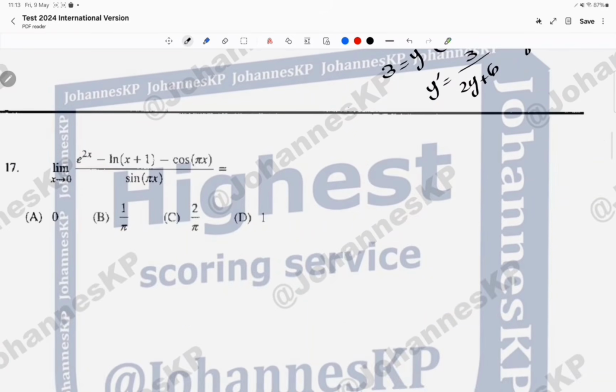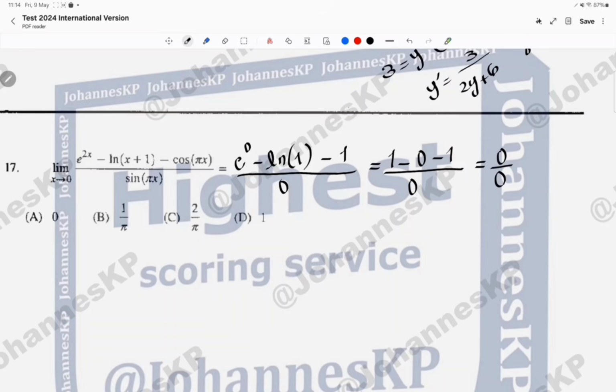All right, question 16. Right now, if I apply 0, what's the cosine of 0? Do you know? Not yet? 1. What's sine of 0? Nice. So we're going to have e to the 0 minus ln of 0 plus 1, minus 1 over 0. So e to the 0 is a 1. Ln of 1 is a 0. Minus 1 over 0. 0 over 0 is not allowed. It's called indeterminate form.